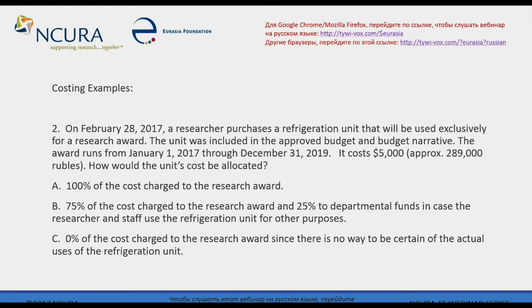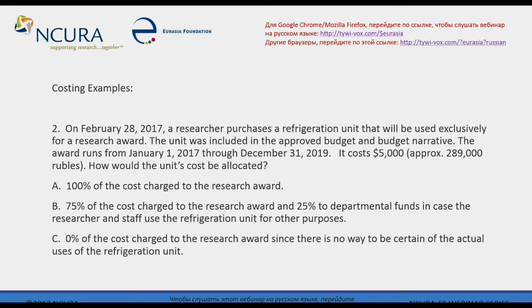A, 100% of the cost charged to the research award. B, 75% of the cost charged to the research award and 25% to departmental funds in case the researcher and staff use the refrigeration unit for other purposes. Or C, 0% of the cost charged to the research award since there's no way to be certain of the uses of the refrigeration unit.